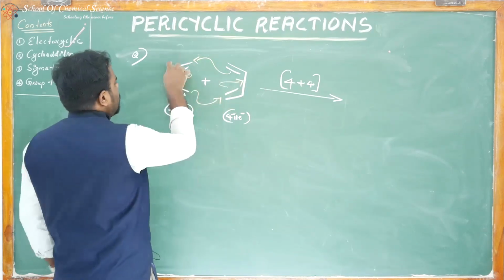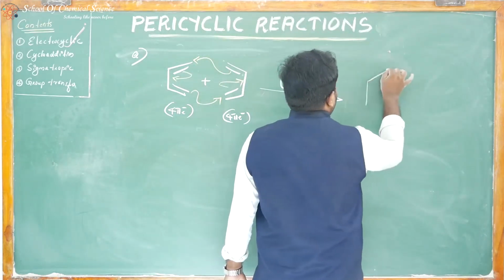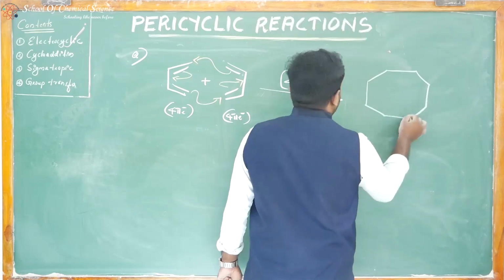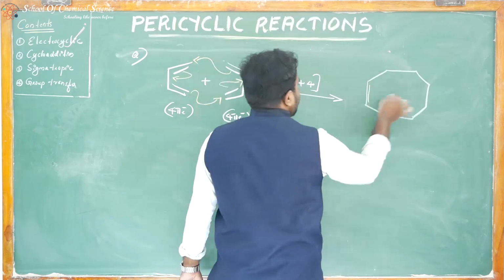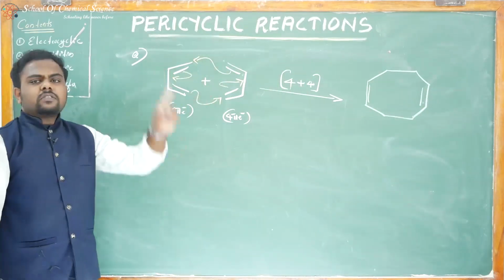Okay. So 1, 2, 3, 4, 5, 6, 7, 8. An 8-membered ring will be your product. Here a pi bond, here also a pi bond. So that will be your product. This is a 4 plus 4 cycloaddition reaction.